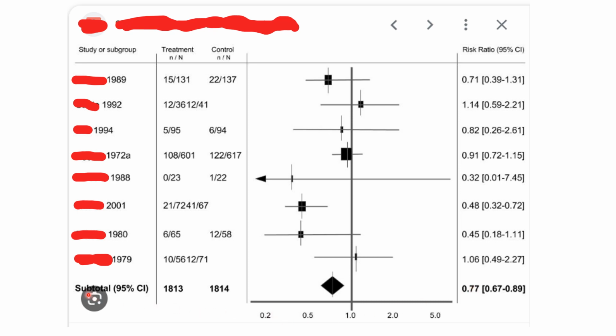The bottom row is showing a subtotal of 95%. In this subtotal, the total number of patients involved in the treatment group has been shown as 1,813, and the total number of patients in the control group is 1,814. The risk ratio was 0.77. And here, the point estimate is represented as a diamond. So this is a summary of the entire table.